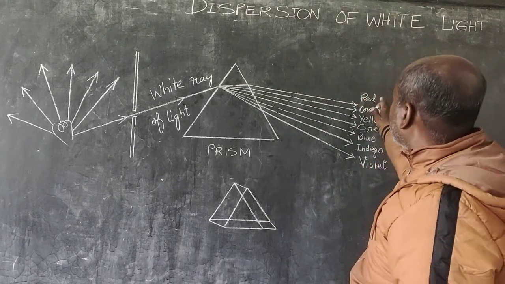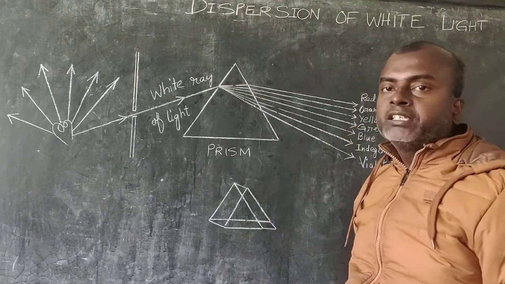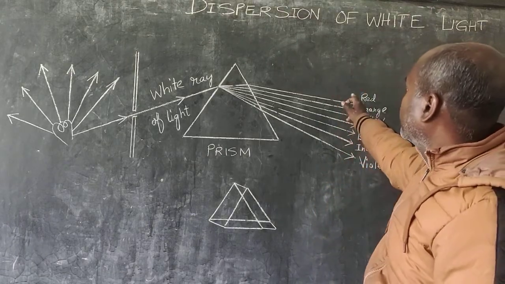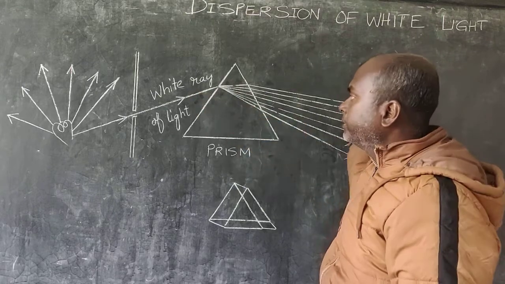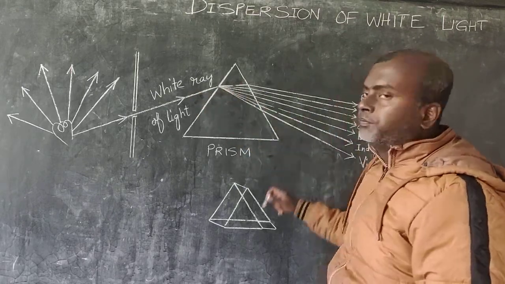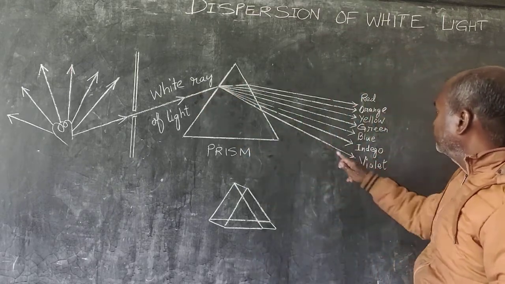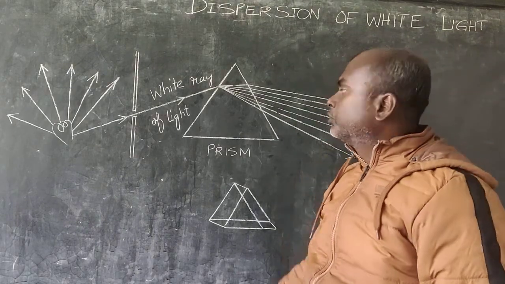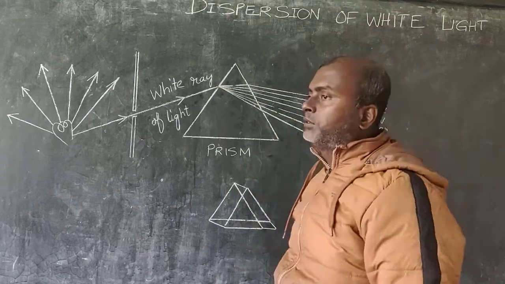So it happens that red has the highest velocity. Among all the 7 colors, red has the highest velocity, so it comes out without bending much. But as for violet color, you see, violet color's velocity is the least, so it will also bend the most.